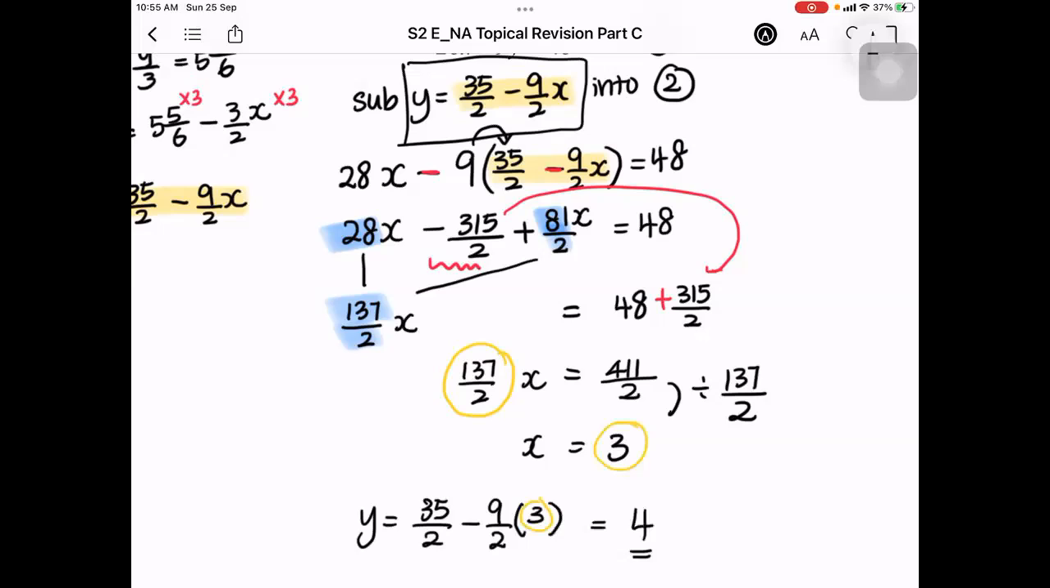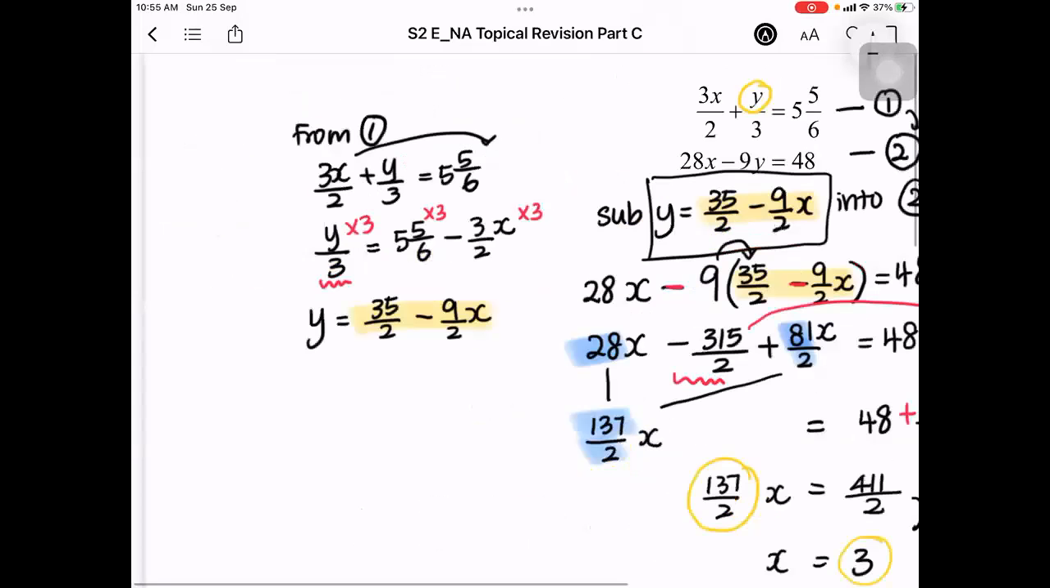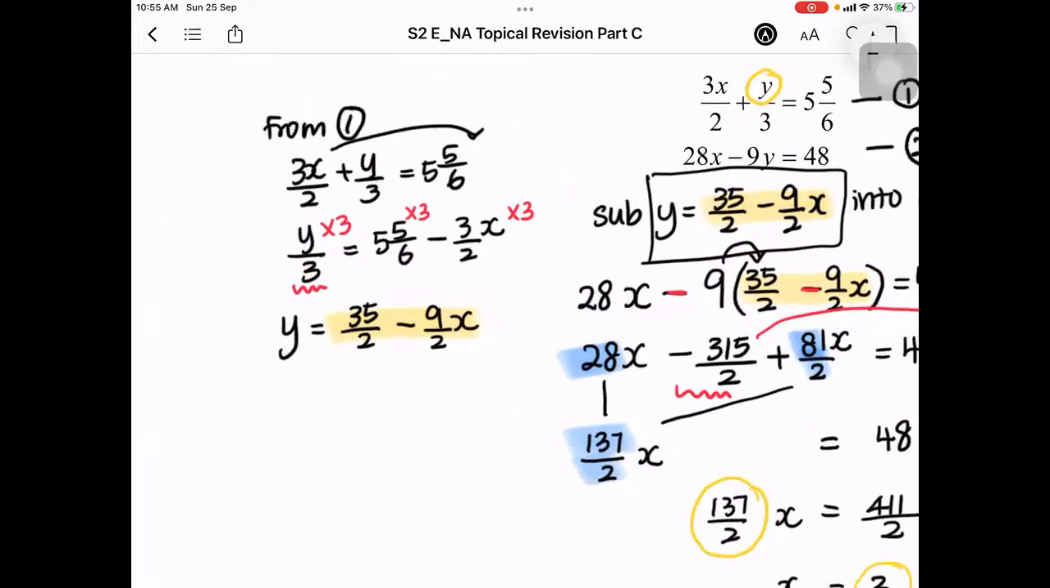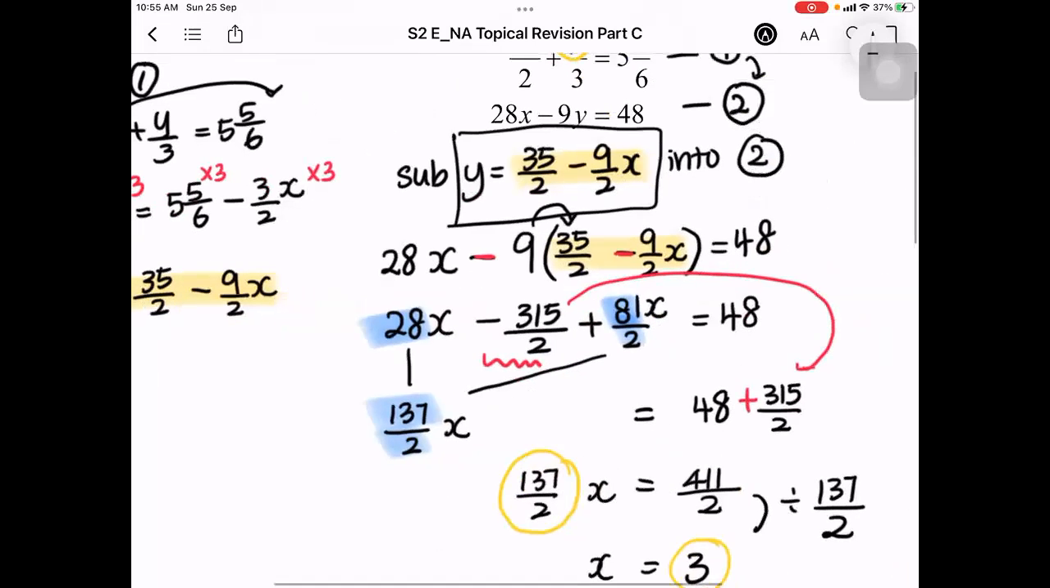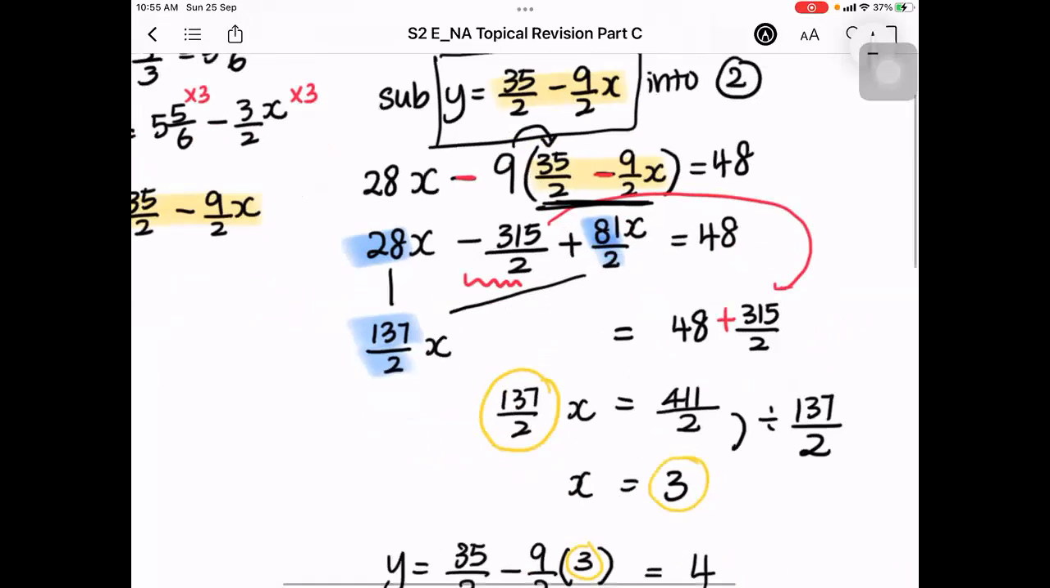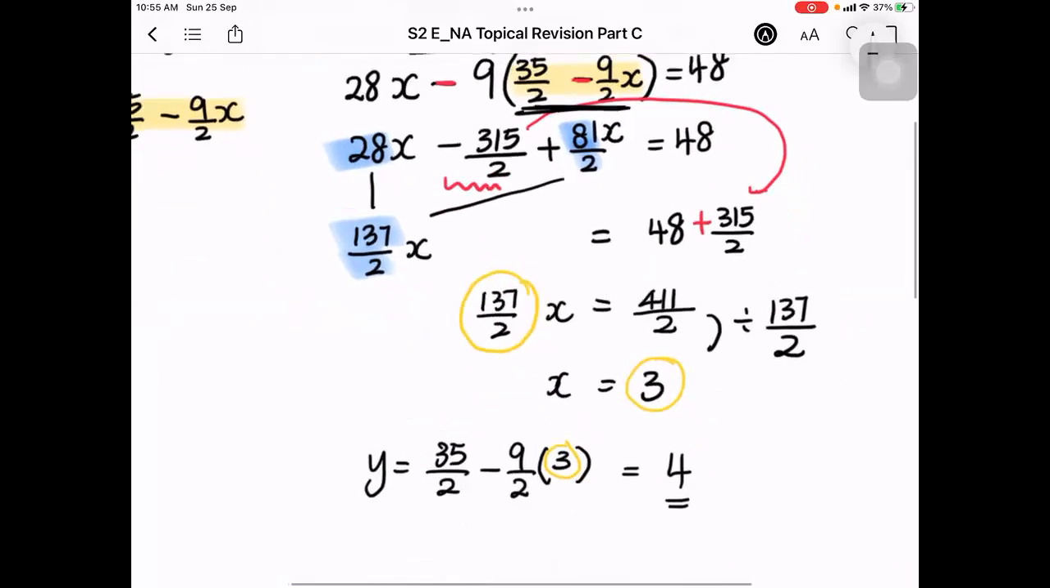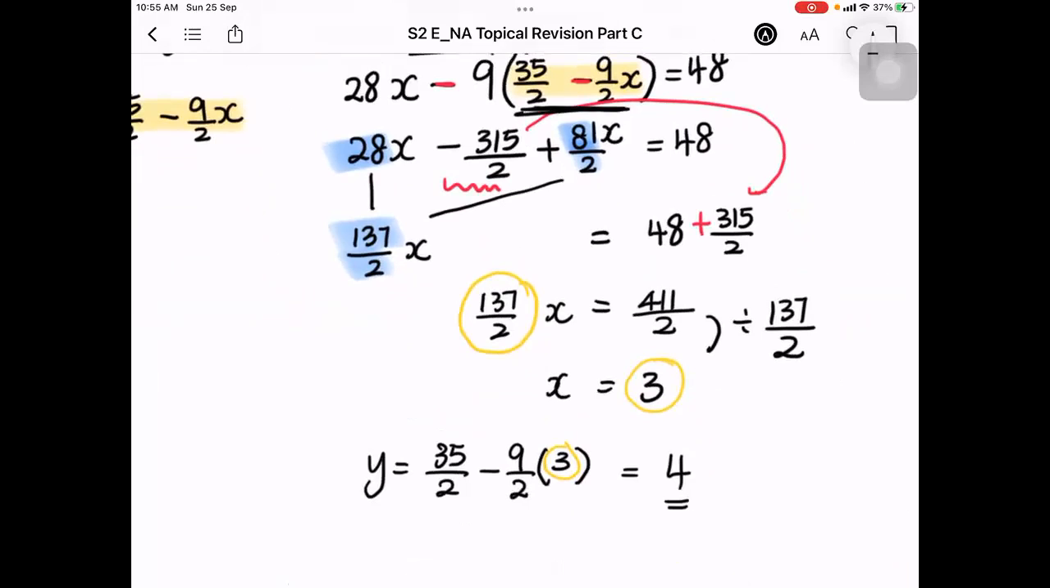Okay, so this one is solving simultaneous equations by substitution. Okay, first step, make something the subject, make y or x the subject. Second step, sub it into another equation. Okay, replace it totally. Then expand, rearrange, then get the answer. Then substitute again. So sub x equals 3 into equation 1, then get my answer.